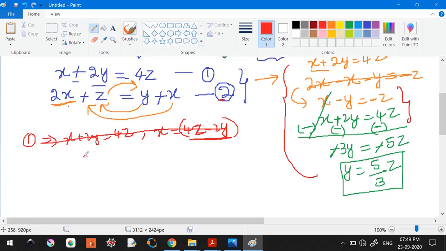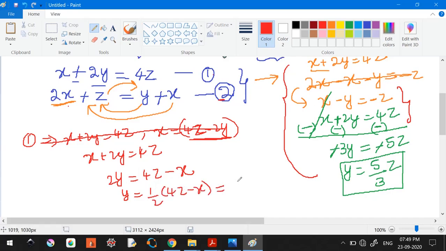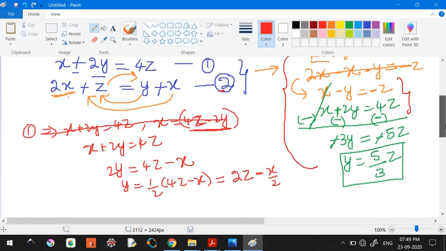So X plus 2Y, let me write the first equation, X plus 2Y is equal to 4Z, right? If I put Y on one side, 2Y is equal to 4Z, which is already here, and the X goes and becomes minus X this side. So Y is going to be 4 by 2, this 2 will come here, so 1 by 2 of 4Z minus X, right? Which is 4 by 2, which is 2Z minus X by 2, right? So Y is this. Now I will use the second equation.